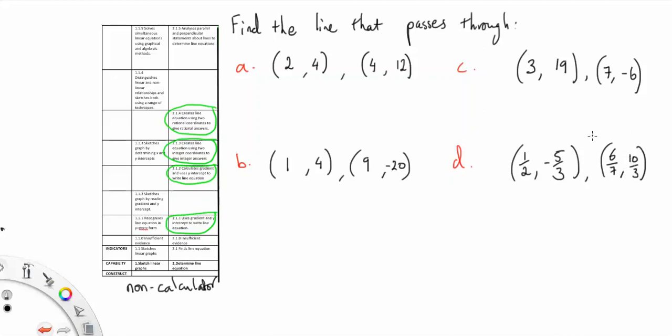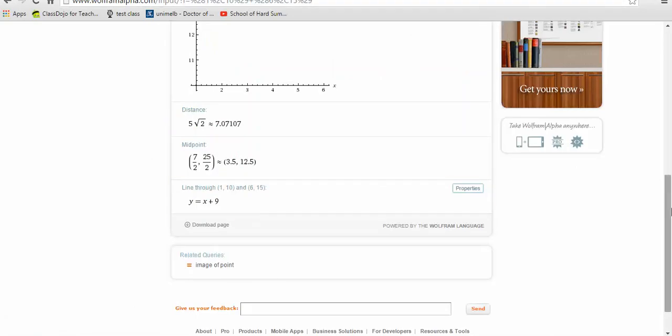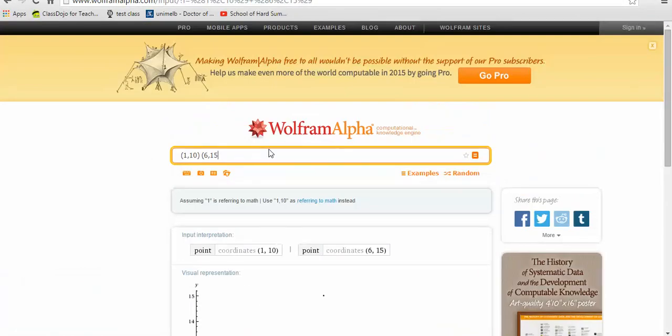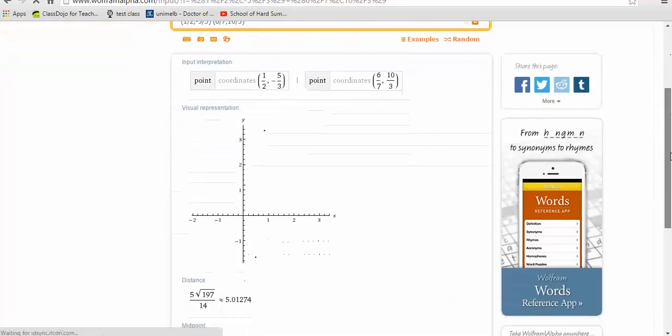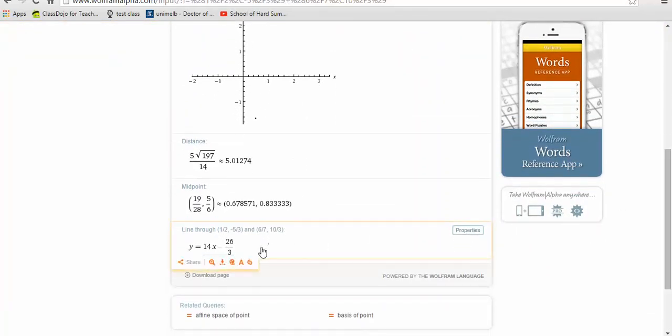Okay, you can check your answers with Wolfram Alpha. I'll show you how to check it for fractions. So we've got half, -5 thirds, 6 on 7, 10 on 3. So let's do that. So we have a half, negative 5/3, 6 on 7, 10 on 3. If you want to divide, you just put the slash there. So we have the slash through there. Loading, loading, loading. And it will give you an answer. There you are, 14x minus 26 on 3 is the line that passes through those 2 points.